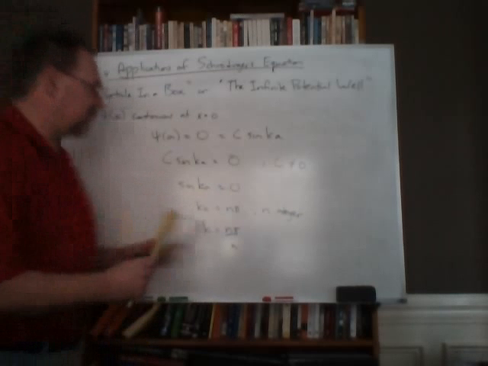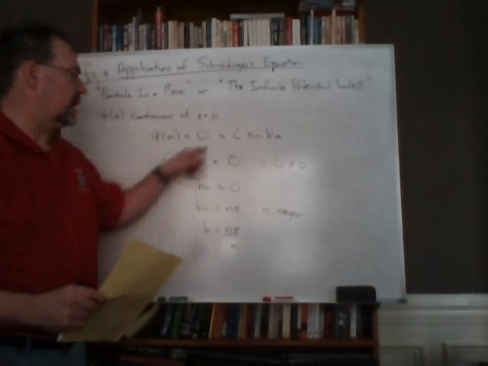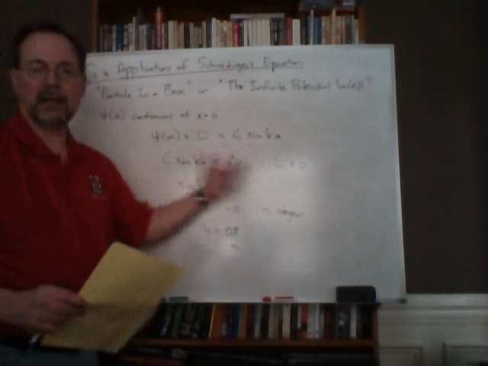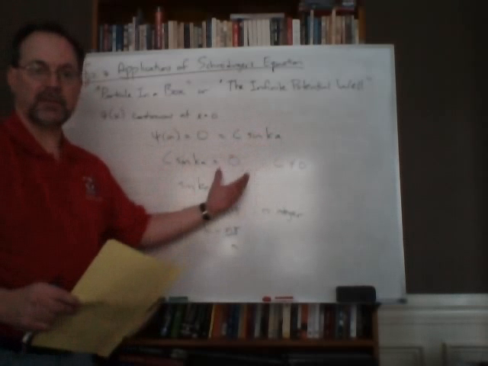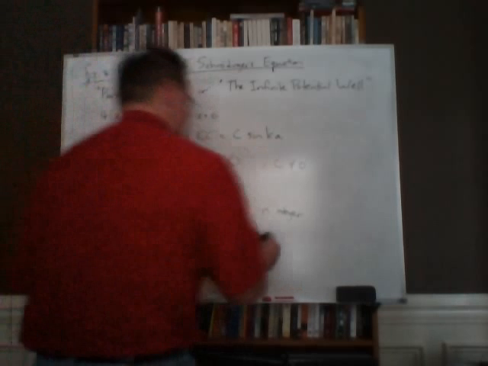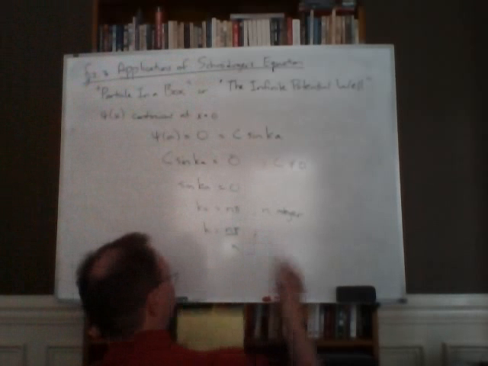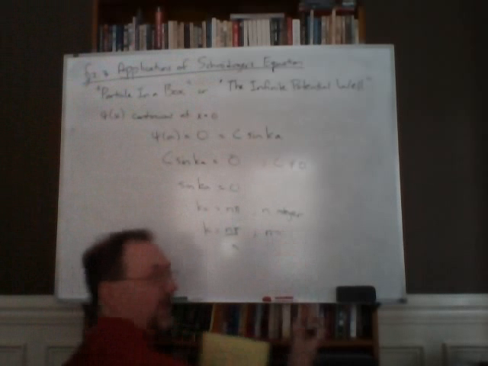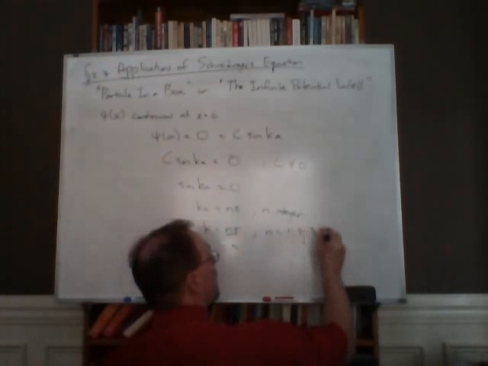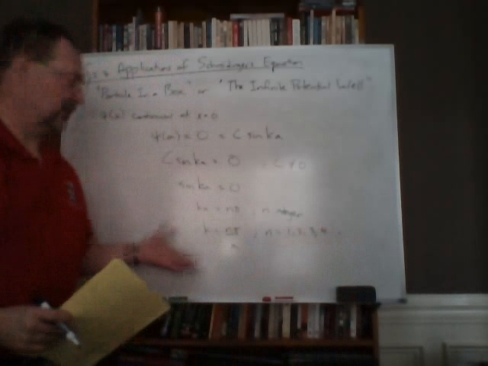Now, if n were 0, then k would be 0, and we'd always have 0 times x, and we'd once again have our wave function be 0. So n equals 0 is not allowed. And we really only need positive values, since negative values are just going to turn things around. So n is equal to 1, 2, 3, and so forth. We think of it as positive integers.